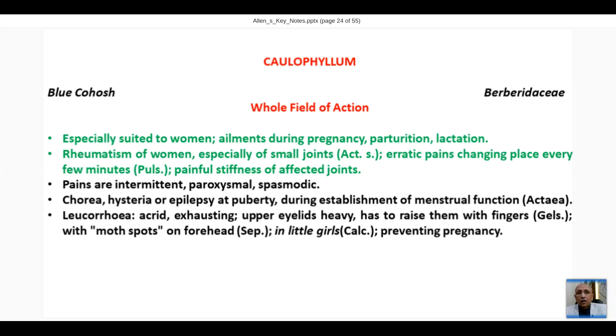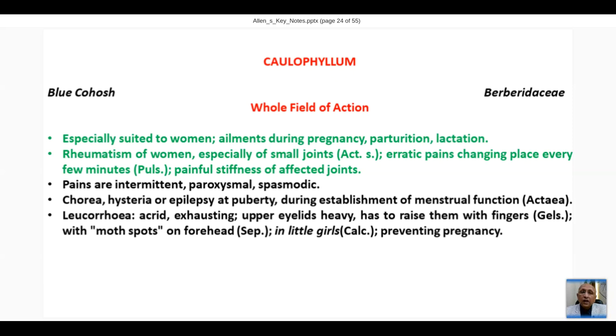Cimicifuga racemosa over there, Sepia, having a similar type of feature. Leucorrhea. See, the female complaints are very important. What type of leucorrhea is there? Leucorrhea is acrid, exhausting. Acrid means it burns the part. It is very strong and exhausting, because of which exhaustion is there.